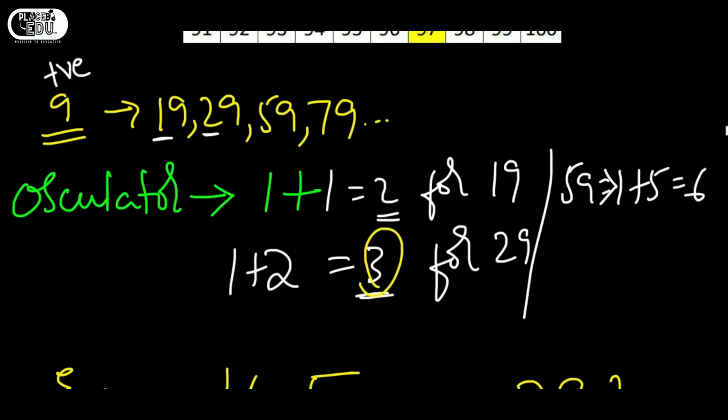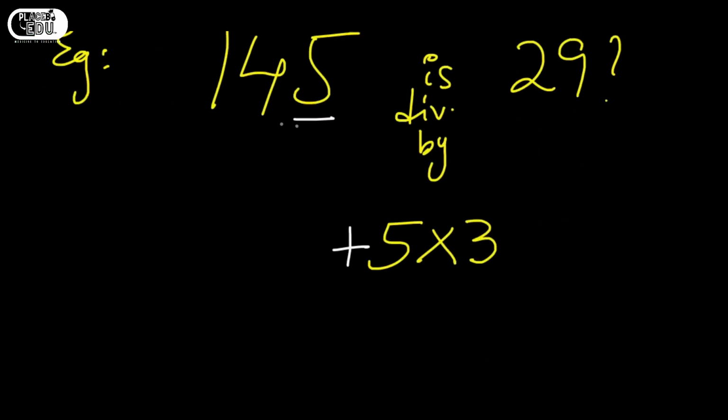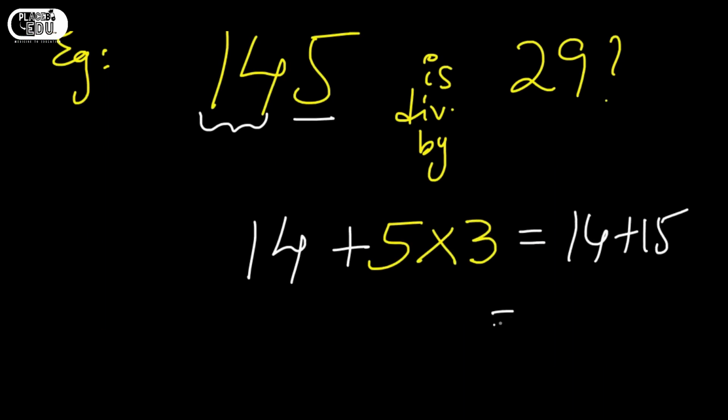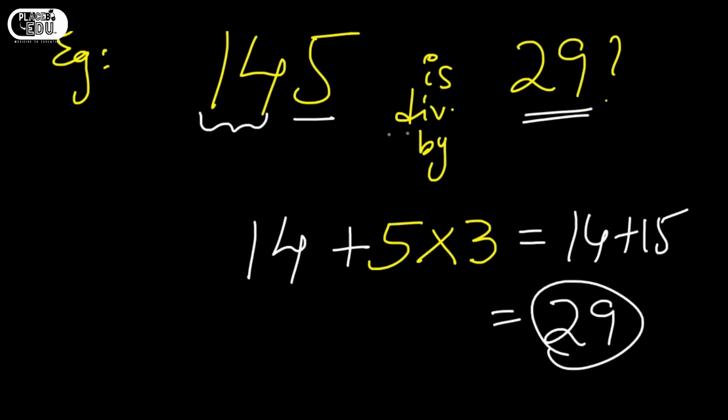So I'm adding that. And what are the remaining two digits? 14. So we get the answer as 14 plus 15, which equals 29. Since 29 is divisible by 29, 145 is divisible by 29. Understand? Is that clear? If you have any doubts, please comment below. I will answer regarding that.